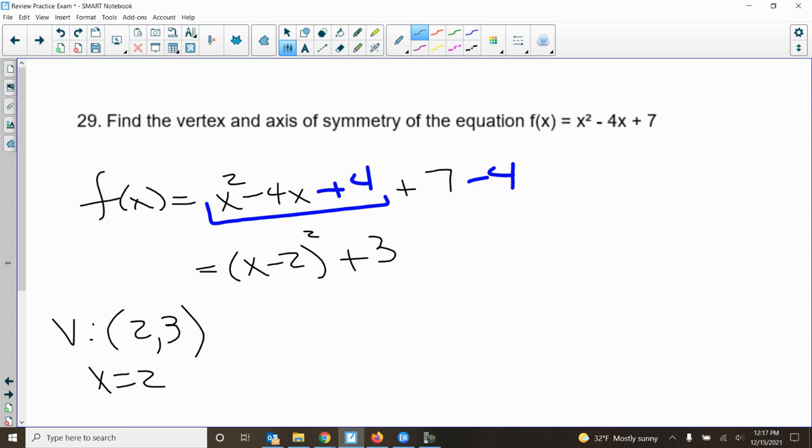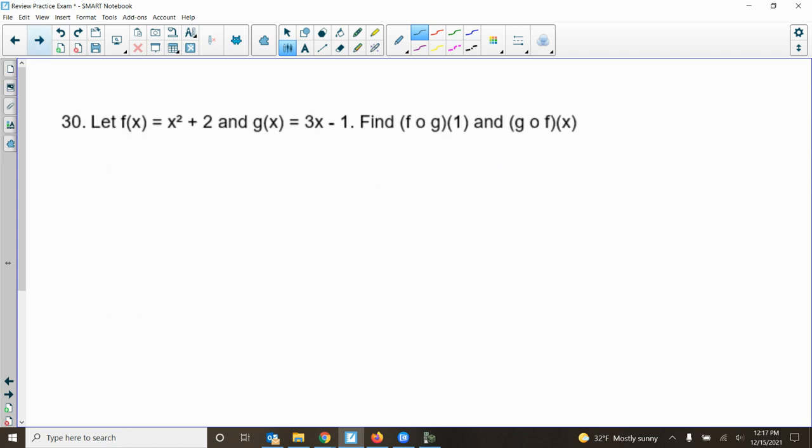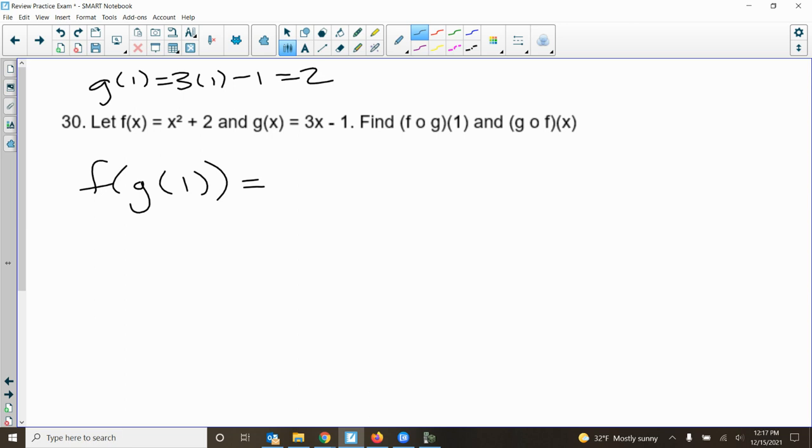All right, last one. Just gonna have enough time. f of x equals x squared plus 2, g of x equals 3x minus 1. Find f of g of 1. Well, here we go from the inside out. What's g of 1? Yeah, it's 2, isn't it? 3 times 1 minus 1, which is 2. So f of g of 1 is the same thing as f of 2, because we're replacing g of 1 with 2. g of 1 and 2 are the same thing. And then f of 2 is 2 squared plus 2, which is 6.